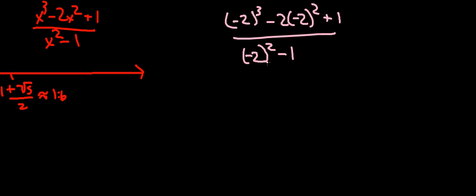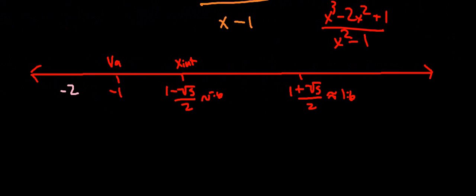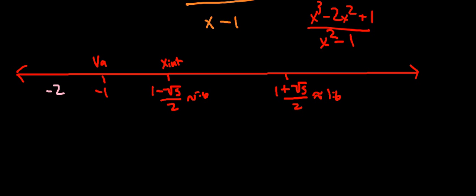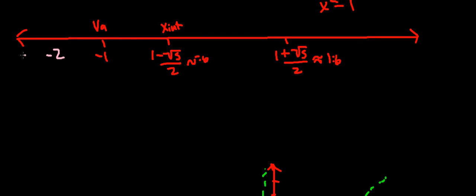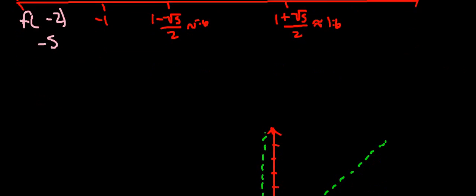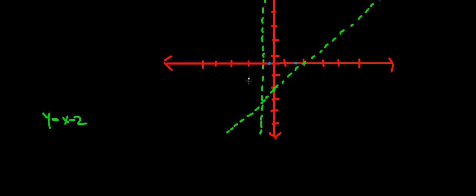divided by minus 2 squared minus 1, which is 3. So this is minus 15 over 3, which is going to be minus 5. So we have the point minus 2, minus 5. So f of minus 2 gives us minus 5. That's somewhere down here.